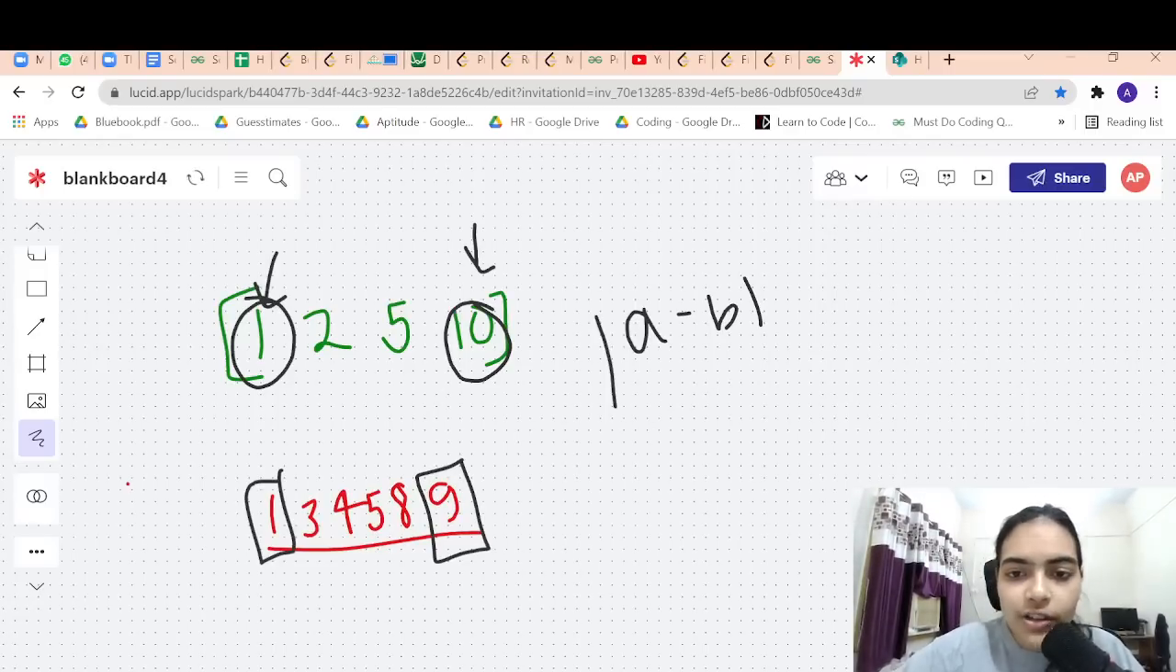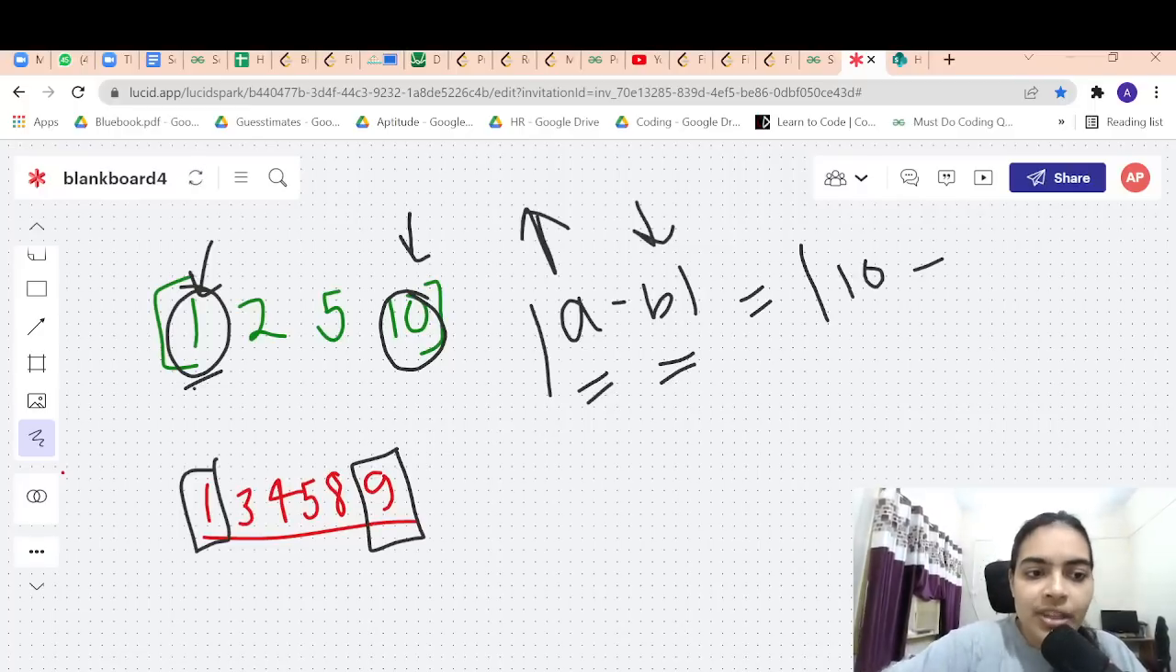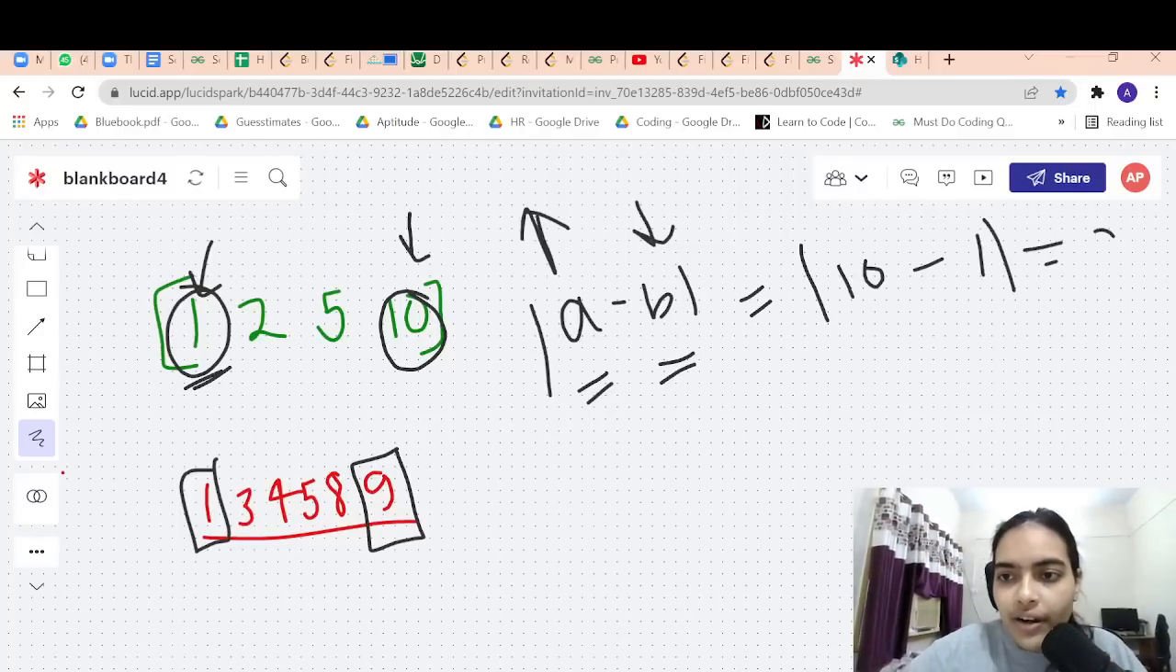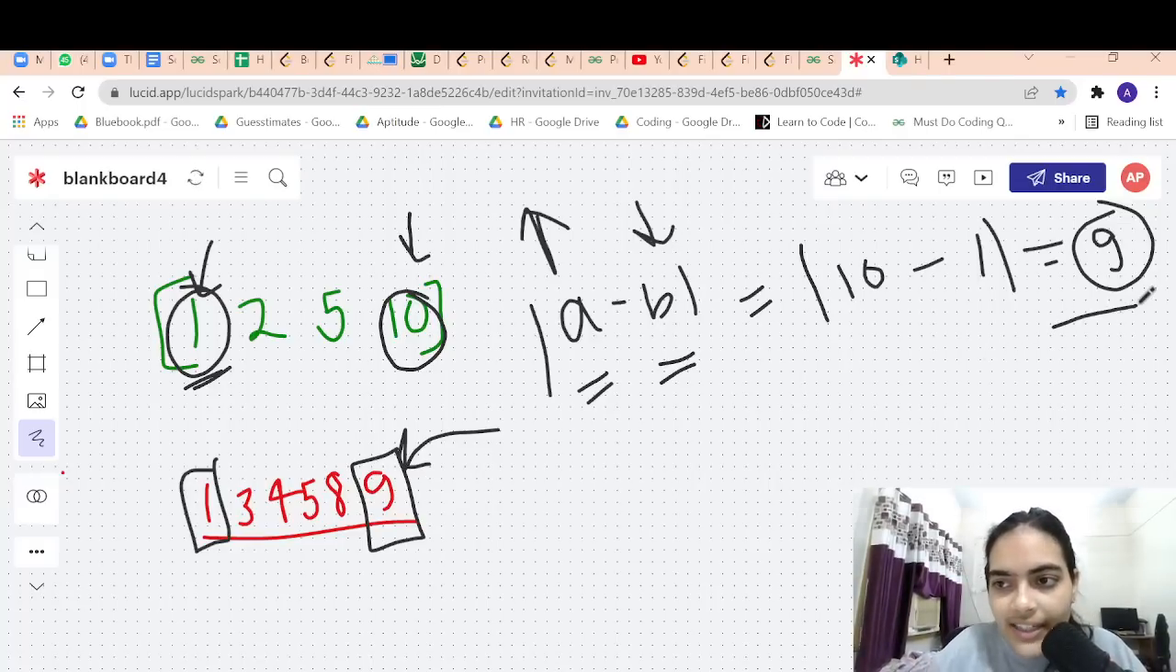The maximum value that I can get between any two numbers, the maximum absolute difference of any two numbers in this array. For that you will have to maximize your first number and minimize your second number. So the maximum first number is 10 and the minimum number is 1. So 10 minus 1, 9. So all my pairs will definitely be less than or equal to 9.